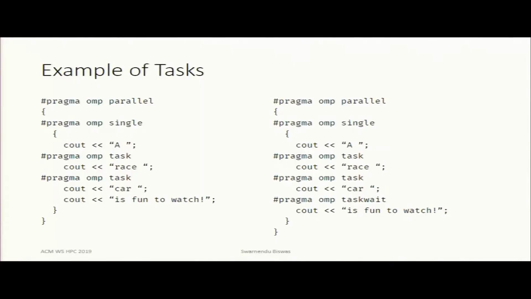The point over here is that A will be printed because that is sequential, right? I launch a bunch of tasks, and these tasks can execute in any order. So it's not necessary that race will be printed before car. It can be A race car or it can be A car race. Both can happen. It's non-deterministic. It depends on your system, it depends on the workload and so on. Make sense?